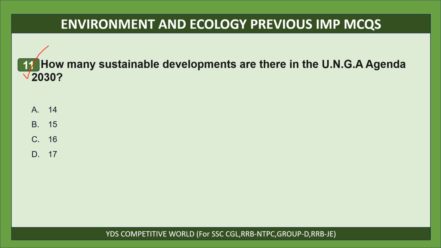11th question. How many sustainable development goals are there in the UNGA Agenda 2030? Option A, 14. Option B, 15. Option C, 16. Option D, 17.